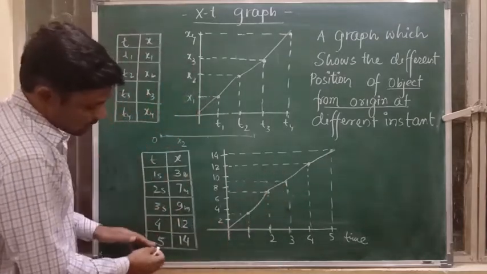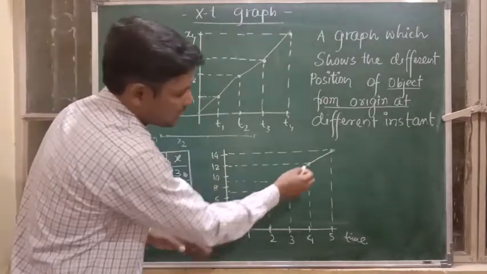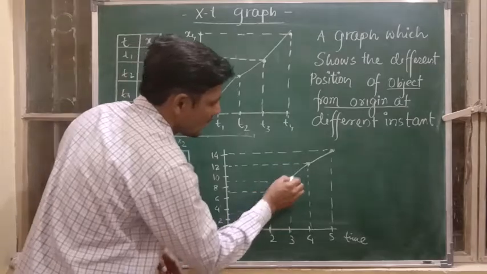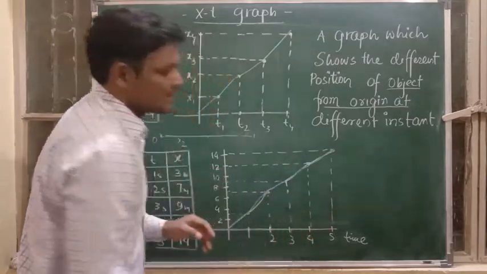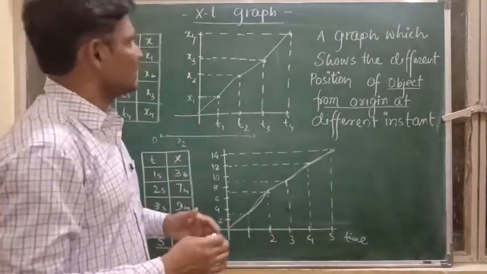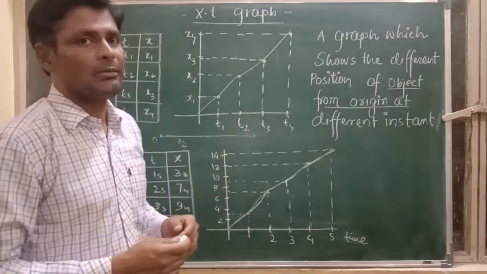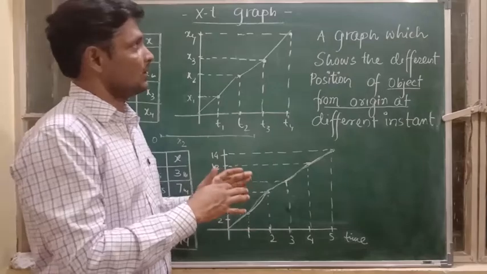Similar way, up to 5 second I have noted all the points, and when we join these points with a line we get a graph, and this is an xt graph. Different kinds of xt graph we can learn about.